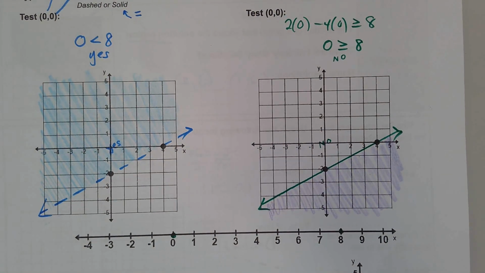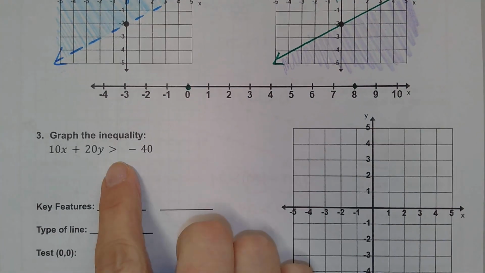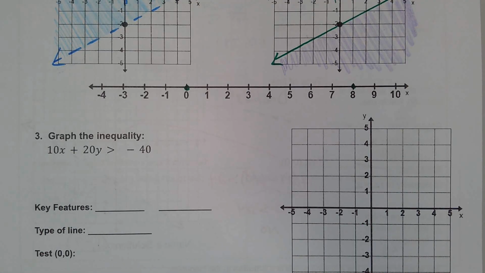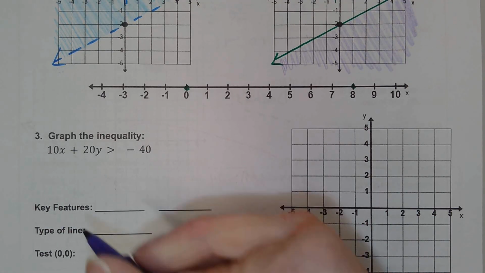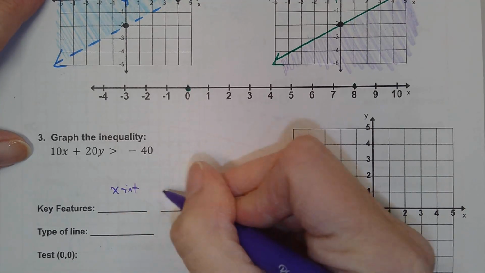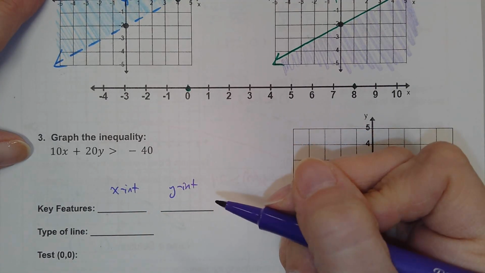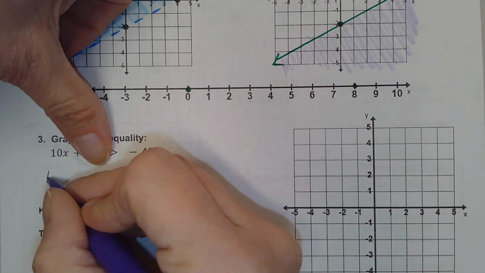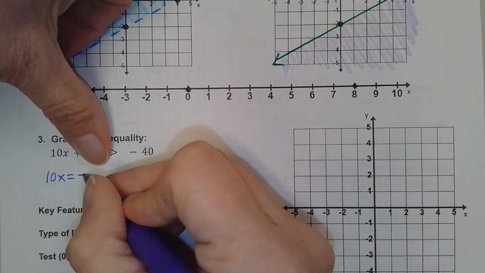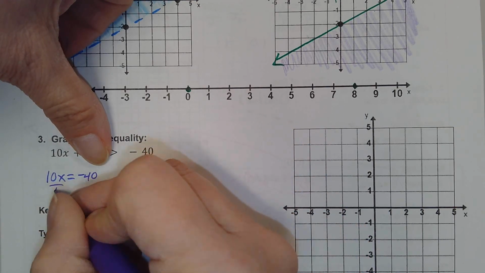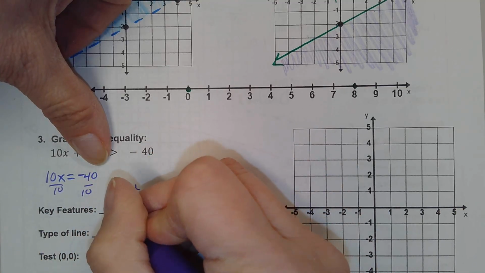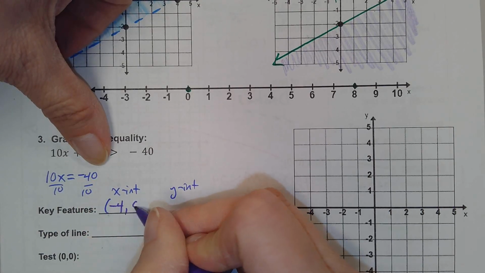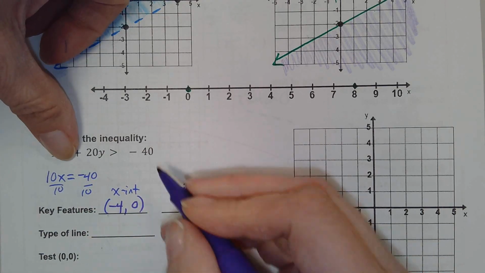Let's do one from start to finish. Okay. So I have to find the key features. They didn't give them to me this time. So let's find the x-intercept and the y-intercept. To find x, I cover up y. 10x equals negative 40. Divide by 10, and that makes negative 4, comma 0.